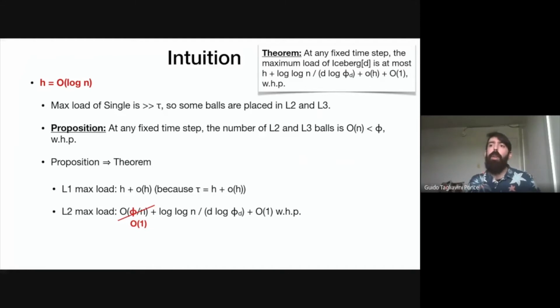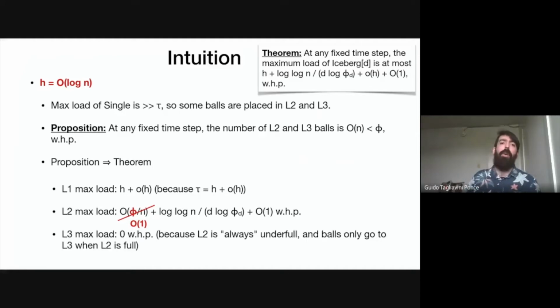And finally, we claim that in level 3, we never have balls with high probability. And the reason is that the proposition implies that level 2 is always going to be underfull. And so every time I insert a ball, it's going to go to level 2. Okay, so far so good.